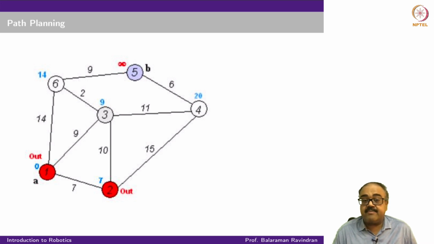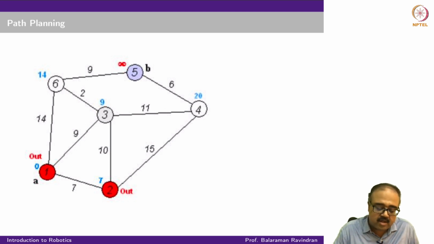And what other change will I make? The previous of 4 earlier was 2. Now the previous of 4 will become 3. So the previous of 2, 3 and 6 are all 1, and the previous of 4 was 2 earlier. Now it will become 3, because that is the one I have used for getting the 20 computation. Okay. Next, what will I do?